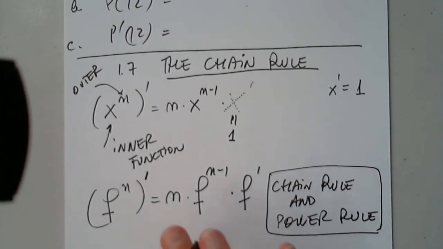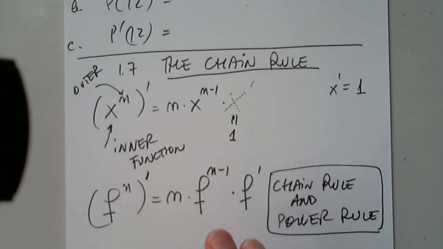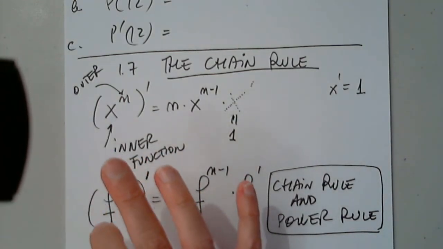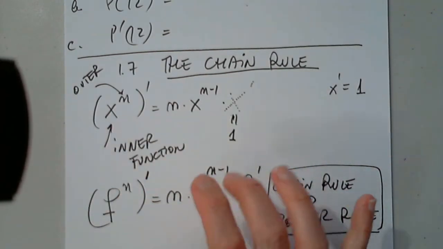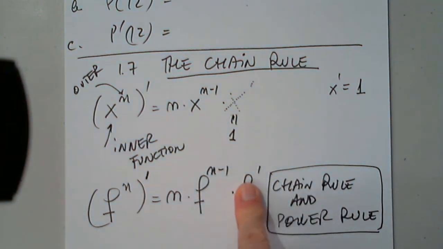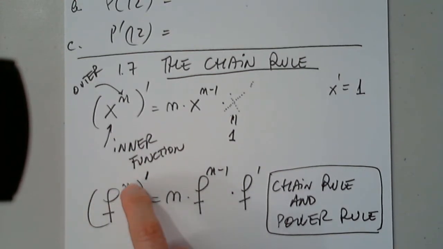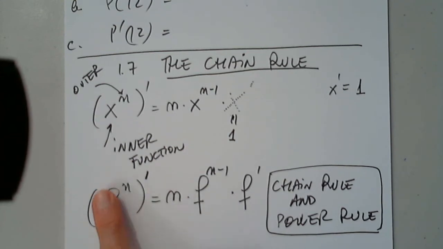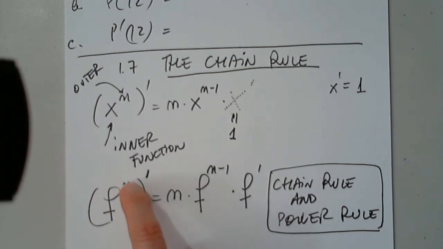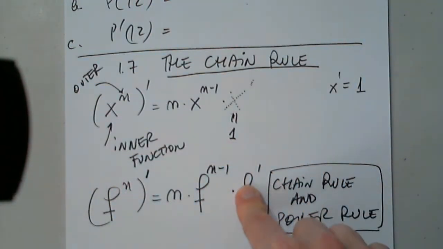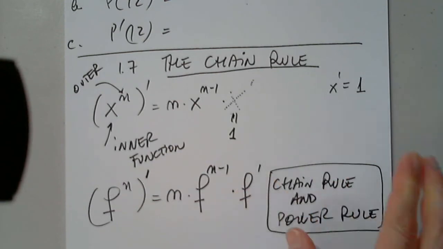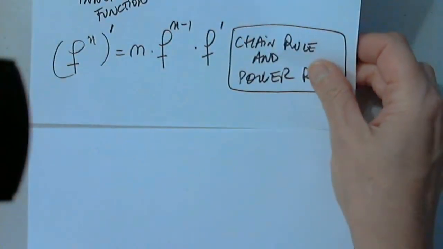So always remember how I say it, and if you remember how I say it, you will never make a mistake. A function to power n, prime: n, the function to n minus 1, times the inner function prime. This is the inner. This is the outer. I'm applying this power to this function. Inner, outer. One more time: n times f to n minus 1 times the inner function prime. Good. Next.